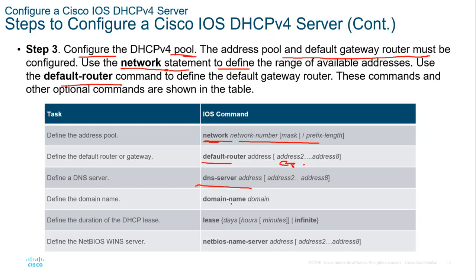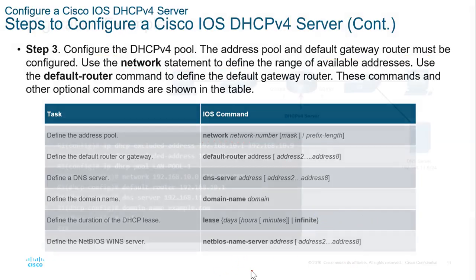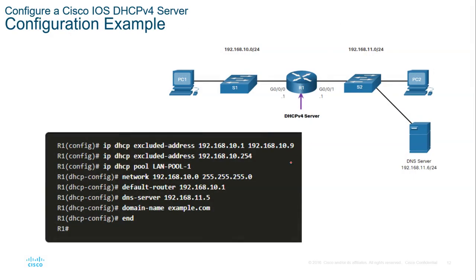DNS, if you have a DNS server on the network. Domain name, if it's there. Then you can even alter the lease time. The default is 24 hours, but you can reduce it to maybe 30 minutes or even 15, so that every 15 minutes the IP address has to be renewed. This is an example of what we're supposed to do.